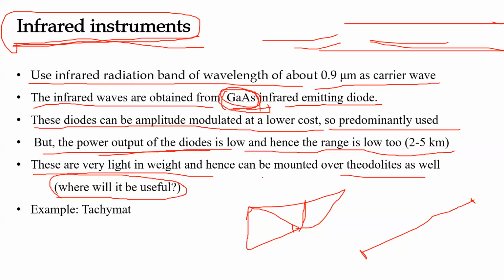It goes, it hits the reflector, and it comes back. By doing the phase comparison that we have learned, we can measure the distance. So using the EDM we are only measuring the distance, and using a theodolite, which can be an electronic theodolite or a normal manual theodolite, we can measure angles.